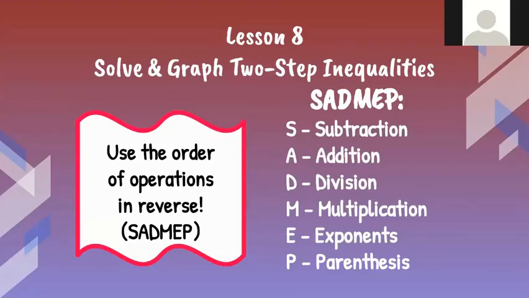The last lesson in our chapter is Lesson 8, Solve and Graph Two-Step Inequalities. Once again, we're going to use the order of operations in reverse, or SADMAP. So if you need to, write SADMAP at the top of your paper in order to help you solve these inequalities. Once again, the S in SADMAP stands for subtraction, A addition, D division, M multiplication, E exponents, P parentheses.